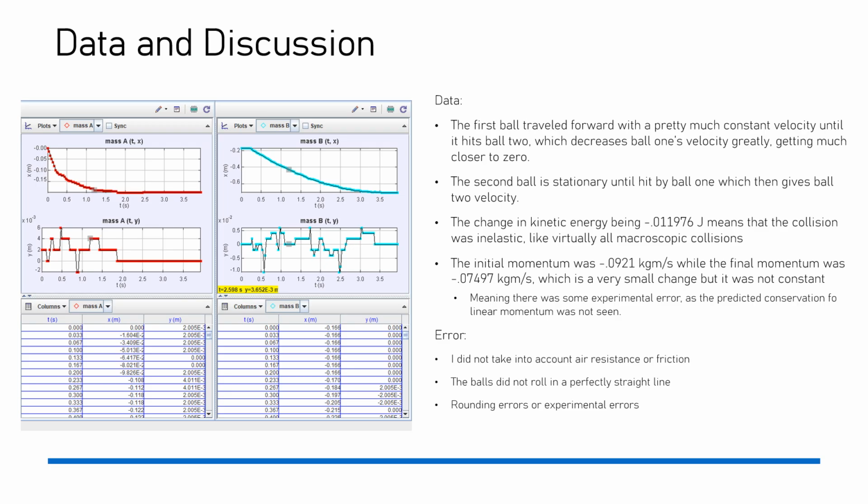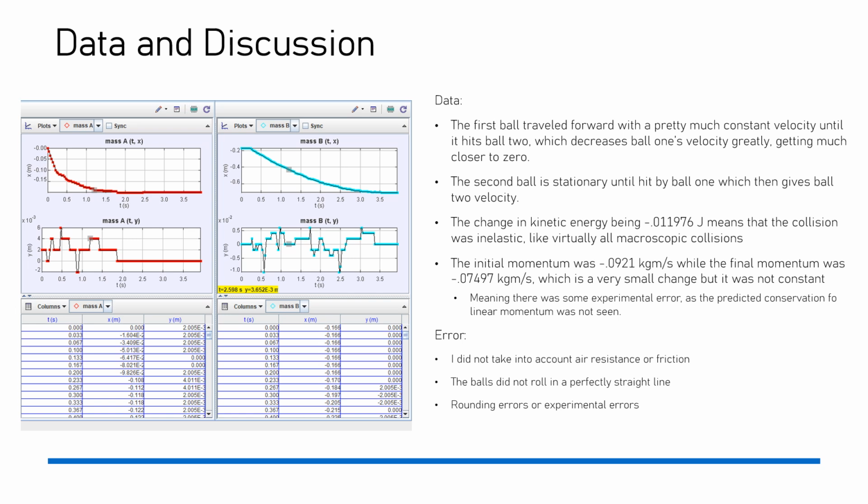So let's discuss the data. Looking at the data, the first ball traveled forward with pretty much a constant velocity till it hits the second ball, which then decreases ball one's velocity, getting much closer to 0. And then the second ball is stationary until hit by ball one, which then gives ball two some sort of velocity. Now the change in kinetic energy being negative 0.011976 joules means that the collision was inelastic, which was as predicted because that's the same as virtually all macroscopic collisions.